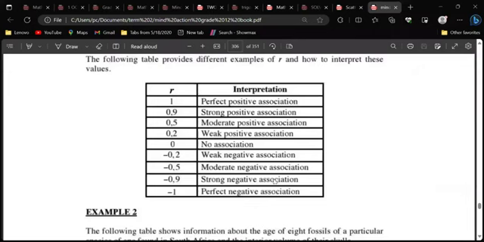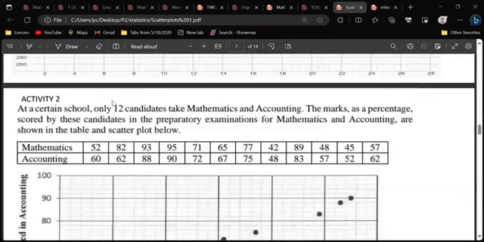So here's an activity then. We're going to do the following as an activity now. Activity number 2.